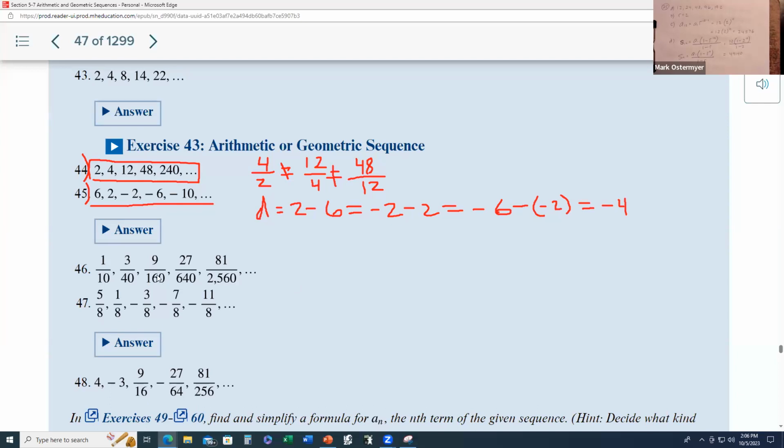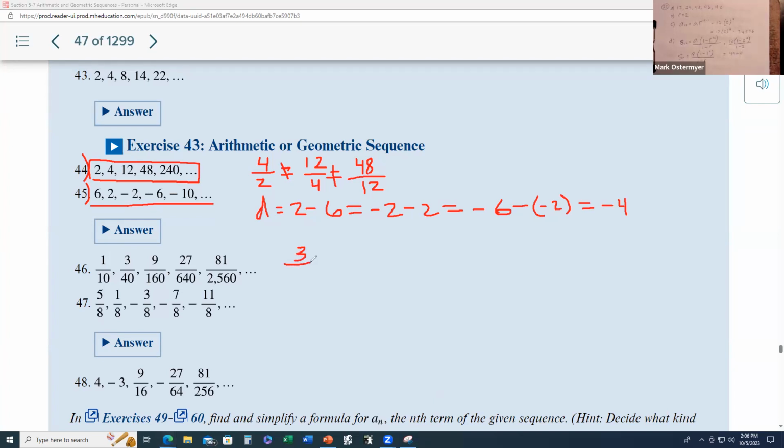Now, to determine if it has a common difference, you can do it one of two ways. You can either ask yourself, what would I have to add to 1/10 to give me 3/40? Or you can take 3/40 and subtract off 1/10. Those are basically the same, asking the same question. What would be the common difference? So does it have a common difference?